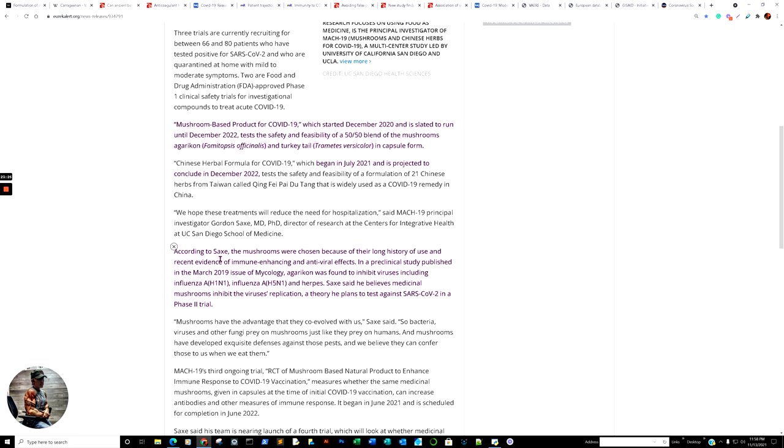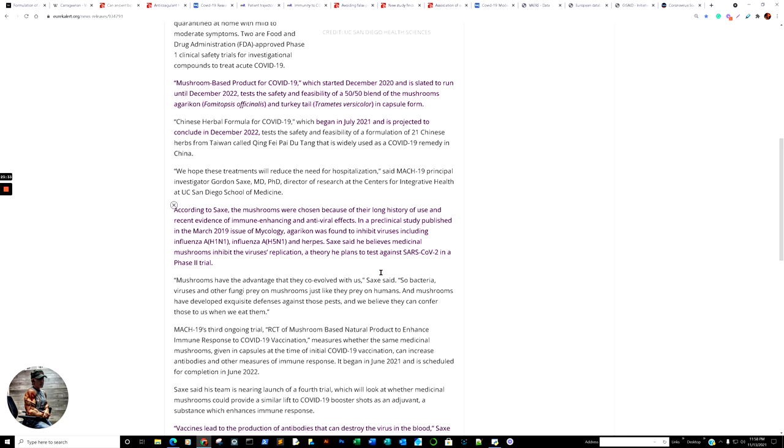Then, of course, according to Sachs, I believe, the mushrooms were chosen because of a long history of use and recent evidence of immune-enhancing and antiviral effects. In a preclinical study published in the March 2019 issue of Mycology, agarikon was found to inhibit viruses including influenza, H1N1, H5N1, influenza A, and herpes. Now that's going to open up a whole other ball of wax. So basically, there you are. He said he believes the medicinal mushrooms inhibit the virus's replication and plans to test against SARS-CoV-2 in a phase 2 trial. So keep in mind, more to come.